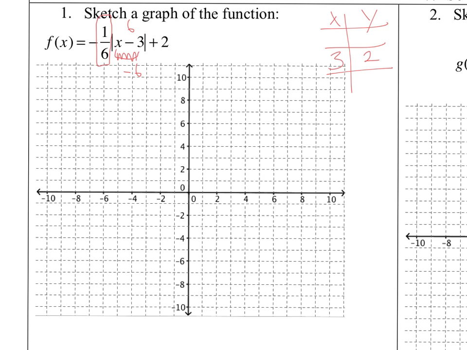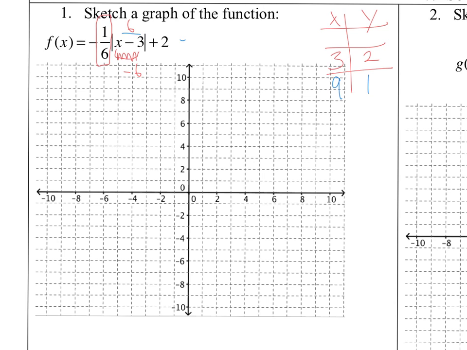Okay. To make this 6, I've got to do 9 minus 3 is 6. So let's use the point 9. Okay? 9 minus 3 is 6. Absolute value is still 6. Times negative a sixth is negative 1. Plus 2 is going to be positive 1. Okay, that was useful for me because what I was able to do was find a value that gave me a nice number to work with. That's a really good strategy for us, to find numbers that make sense for us to work with.